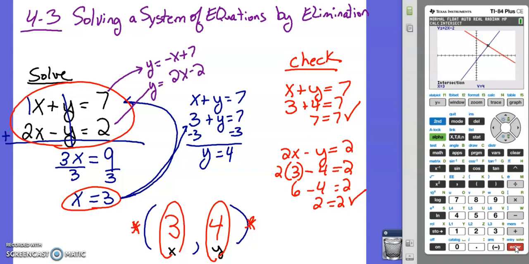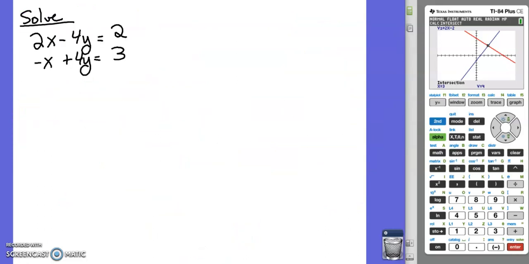So there's different ways we can check it. And I just wanted to make sure you understood different ways to double check that your answer is correct. All right, so let's look at another one.